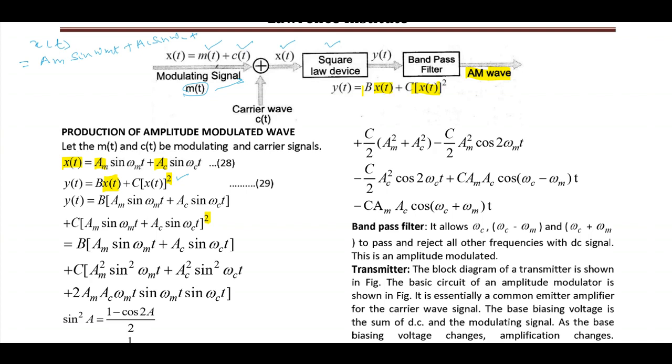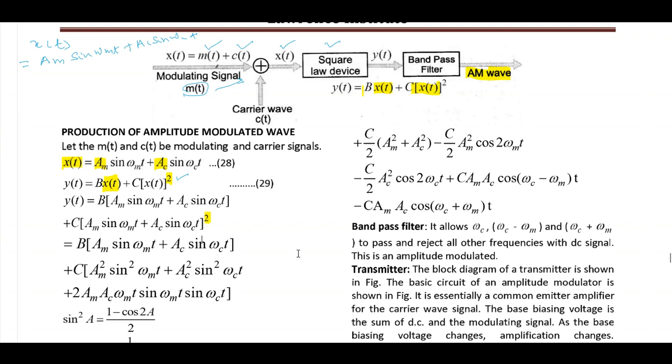So now we will simplify it. This will remain the same, b (Am sin omega m t plus Ac sin omega c t). Now we will open up this square. This will be Am square sin square omega m t plus Ac square sin square omega c t plus twice of Am Ac sin omega m t sin omega c t. Just like this.